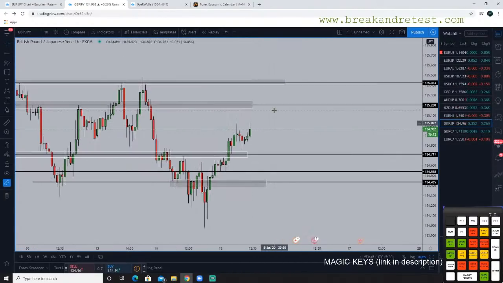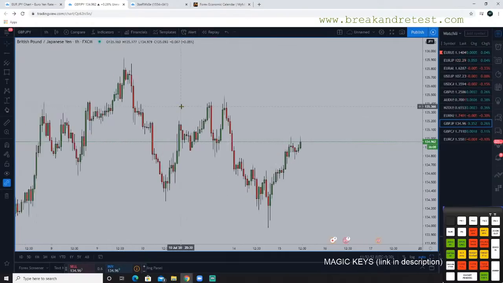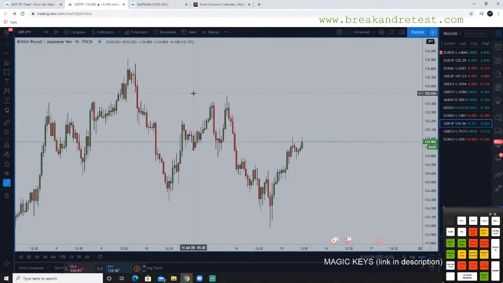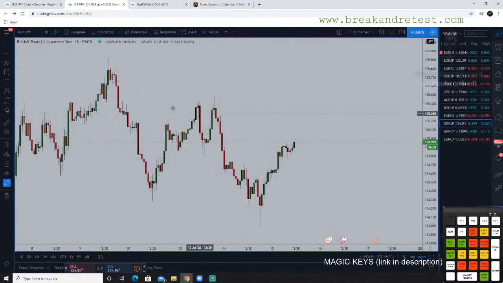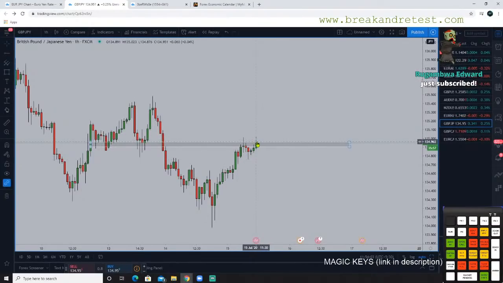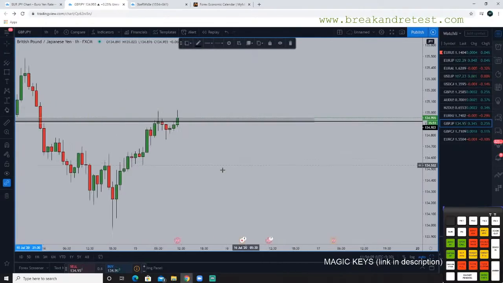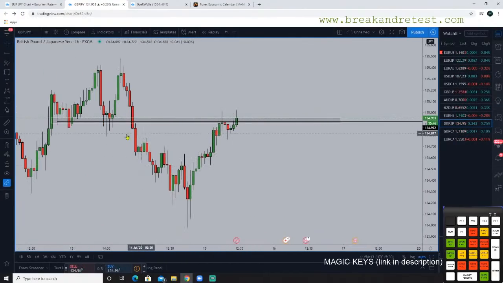Okay, first we also have GJ. Let's see. What about GJ? I see on GJ that we have a small resistance here. Price got rejected first. Second time now, it's trying to break. Not the first one I can say. 1, 2, 3. We have 4 or 5 candles rejecting the zone.